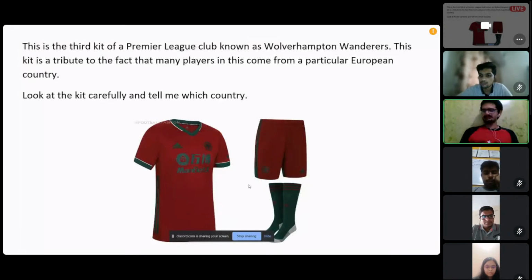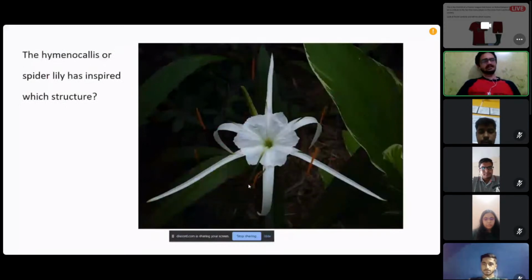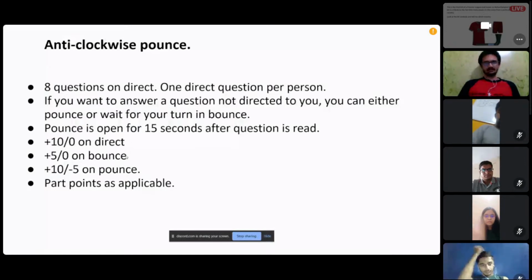You won't get negative marks if you answer wrong in a bounce. There are no negatives for answers to direct questions and bounces. You'll get a negative, however, if you pounce and then you get it wrong. There's a -5. Let's just go over it. +10 slash 0 on direct, +5 slash 0 on bounce, and +10 slash -5 on pounce. Negative marking is applicable on pounce questions. If we pounce on any question, then we would get negative marks if we answer it wrong.